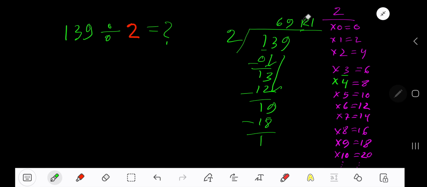If you want to write your answer in decimal form, then put a decimal here, add a number of zeros, and bring down the first zero. Before the zero there is a decimal. The decimal must come into the quotient directly.